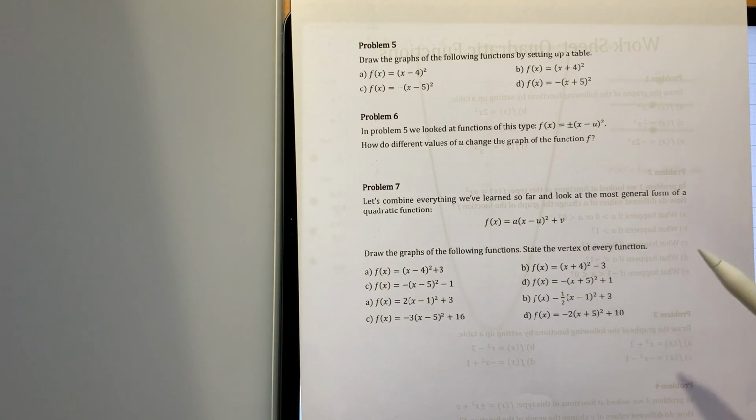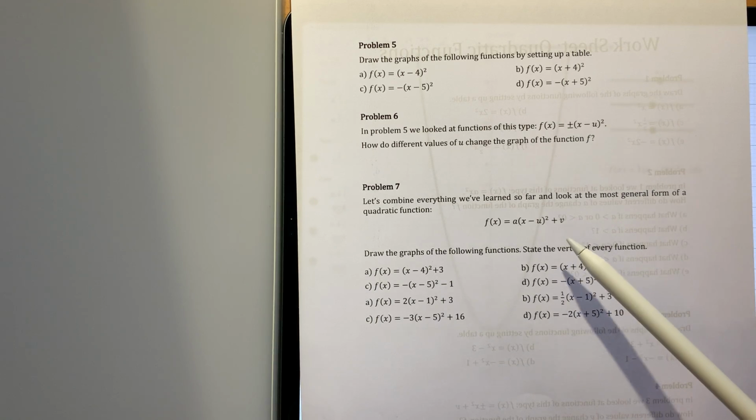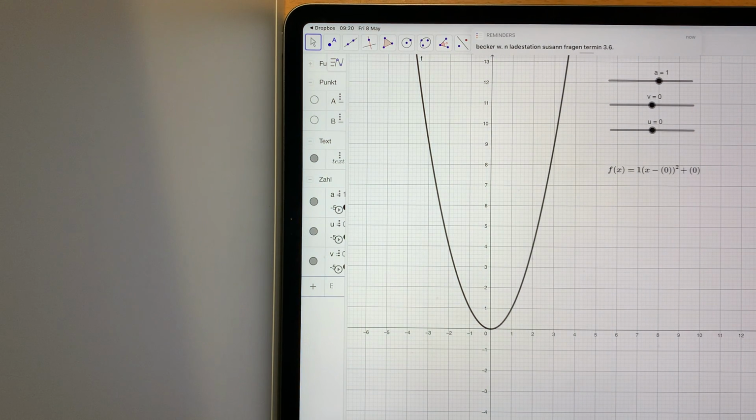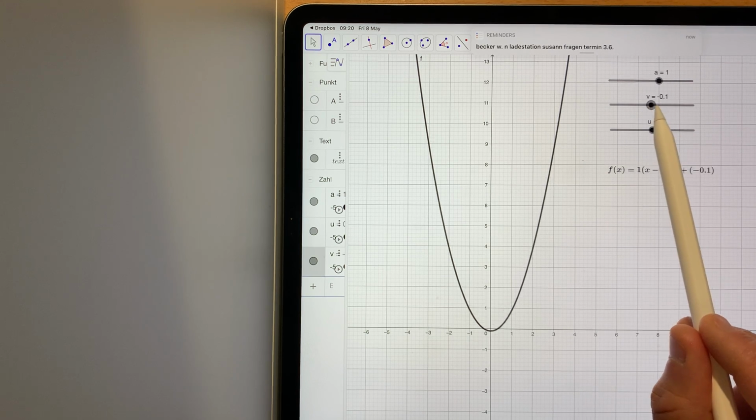Okay. Now, here you can see it's clearly a combination of all of this. So let's have a look at this demonstration. Well, GeoGebra can't do it in a different way. So it's just 1x minus 0 squared plus 0. And now look, the vertical number. This is just x squared for the moment.